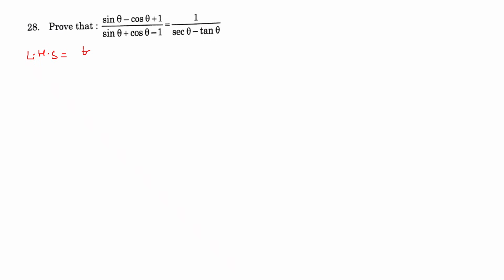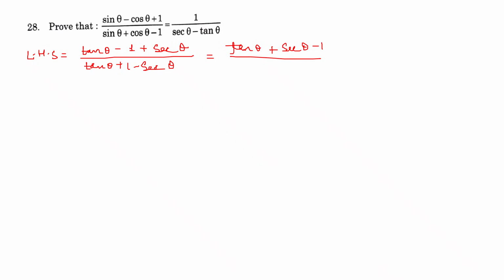So sin theta by cos theta will become tan theta, cos theta by cos theta will become 1, and 1 by cos theta will become sec theta, divided by tan theta plus 1 minus sec theta. Now next step, I'm just going to rearrange it: tan theta plus sec theta minus 1 divided by tan theta minus sec theta, and in place of plus 1 I'm going to use the identity sec square theta minus tan square theta.